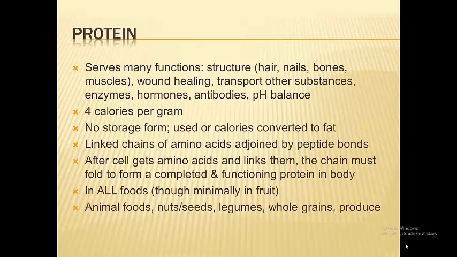But that leaves what? That leaves animal foods, right? Eggs, dairy, and meat, very rich sources. Very close equivalent, nuts, seeds, and beans, legumes. These things are rich sources of protein in the plant food world. Whole grains, not so great, but definitely some. And then produce, vegetables, and fruits, much less.